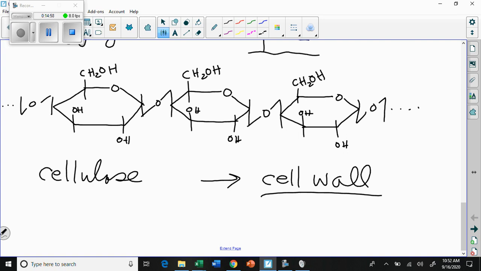The thing is, though, because it's made of beta linkages, you need a different enzyme to break them. It turns out humans don't have this enzyme. And so humans cannot chop this one up into glucose molecules. We can chop up amylose, because it's an alpha linkage. And we can chop up glycogen, because it's an alpha linkage. But we can't chop up this one.